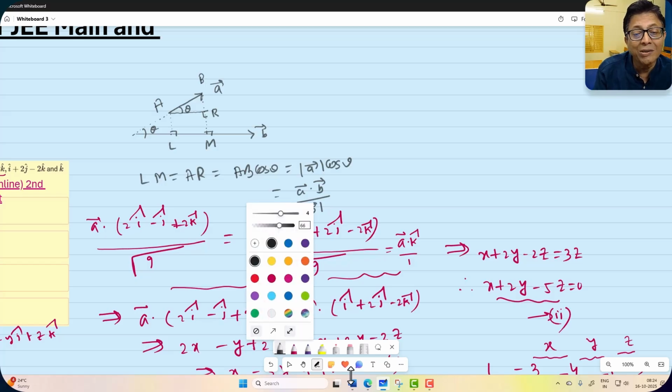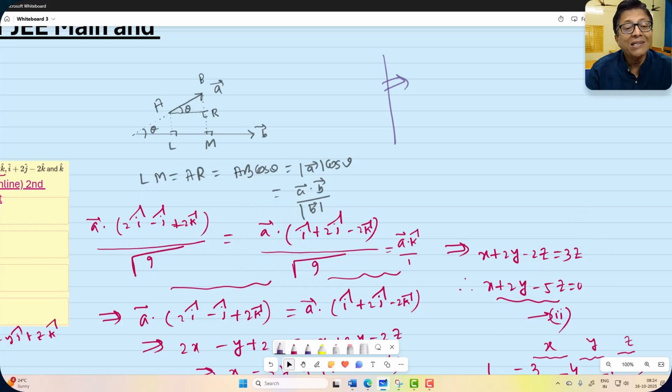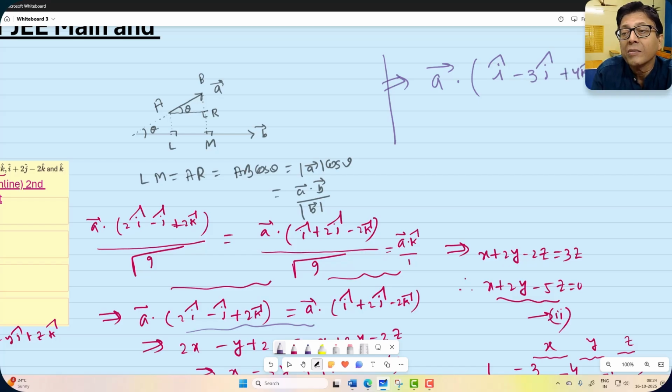Okay? How to use it? Let me show it to you. Now you take this way, that from these two you get A into this thing equal to 0. So this implies that A dot 2i minus j and minus 3j and 4k equal to 0. By using 1 and 2 we got this relation.